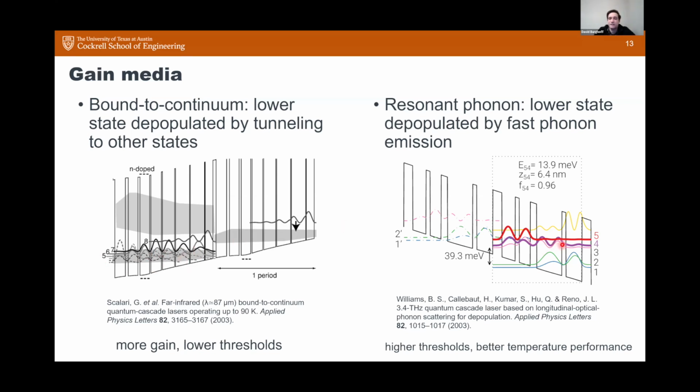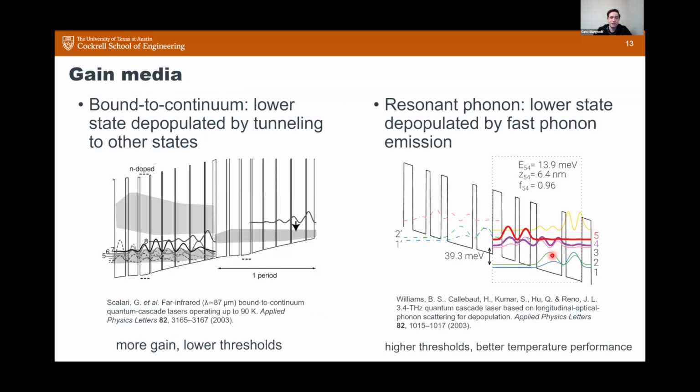But it turns out that if you separate this from the next state by the energy of a phonon, which for gallium arsenide is about 36 meV, this is the energy of an LO phonon, which is the main optically active phonon in III-V materials, then you can depopulate this lower state very efficiently and achieve population inversion. So these structures tend to have higher thresholds, but also better temperature performance.